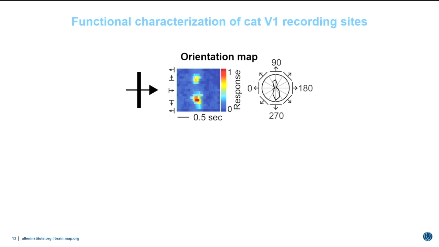We see this is time. These are the different directions. And this cell preferred, or was strongly responding to, a horizontal bar moving downward. This is the polar representation of this tuning curve. And from this, we could extract the preferred orientation.